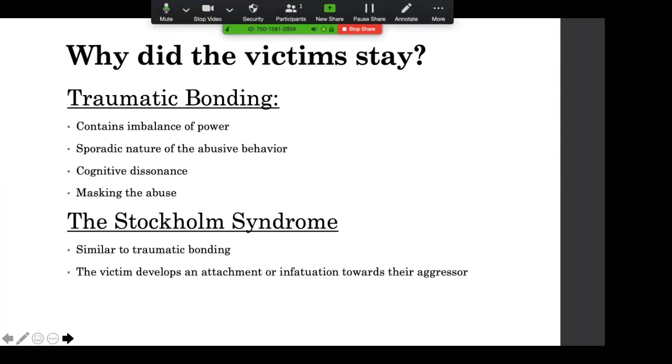So why did the victim stay? Well, there are several different types of ways and reasons why the victim may stay in that relationship. You'll hear the question of, well, why did you stay? Why didn't you just leave them? Many victims find it hard to understand how hard it is to escape their abuser.